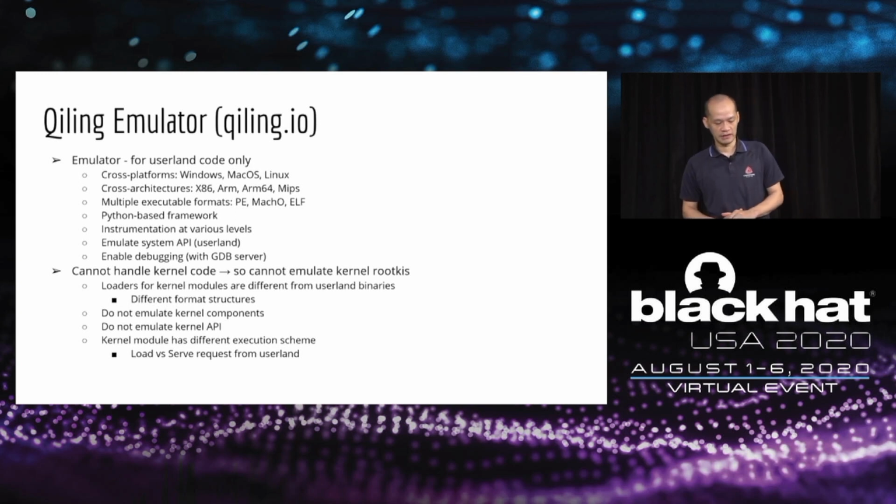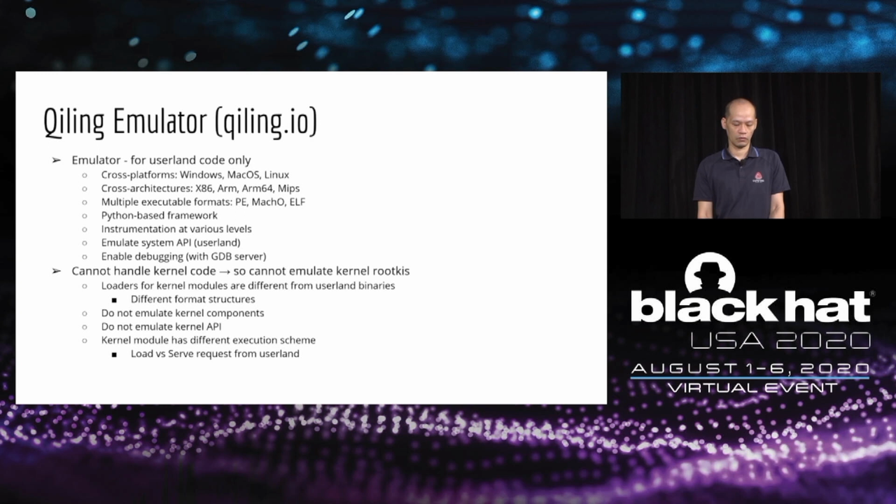However, the issue with Qiling is that we want to emulate kernel rootkits, but Qiling is not built to handle kernel code at all. It can only emulate userland code. Because the loader for kernel modules is very different from the loader for userland binaries, Qiling cannot handle kernel drivers at all. Qiling is not made to emulate kernel components and kernel APIs, and the scheme of Qiling is quite different. It's built to run the userland code from beginning to end, but kernel modules function differently.